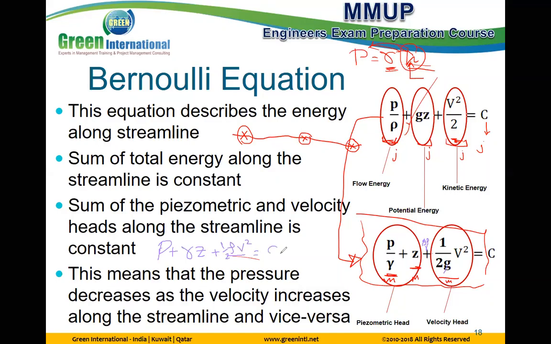Equal to the same constant. Now I write the same equation for these two, but in pressure form. What is this term? P is a pressure. Gamma Z plus half rho V squared, all in units of pressure. It means this is Pascal, Pascal, Pascal, SI units.